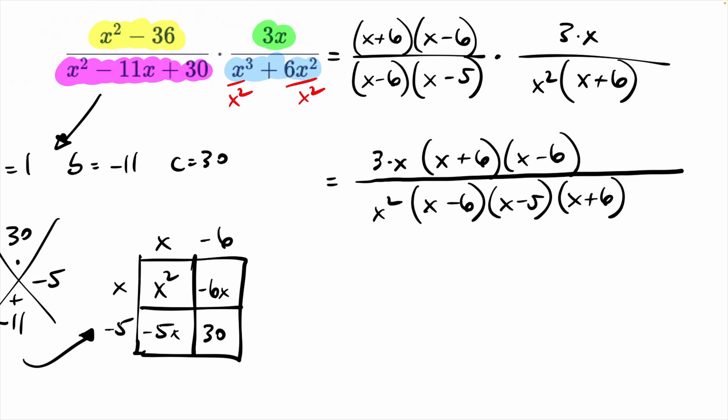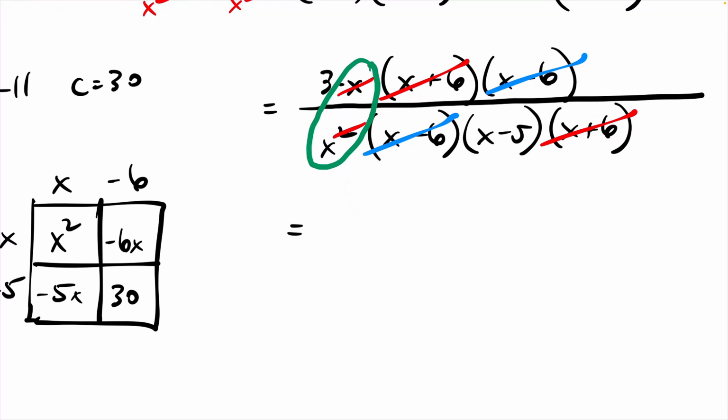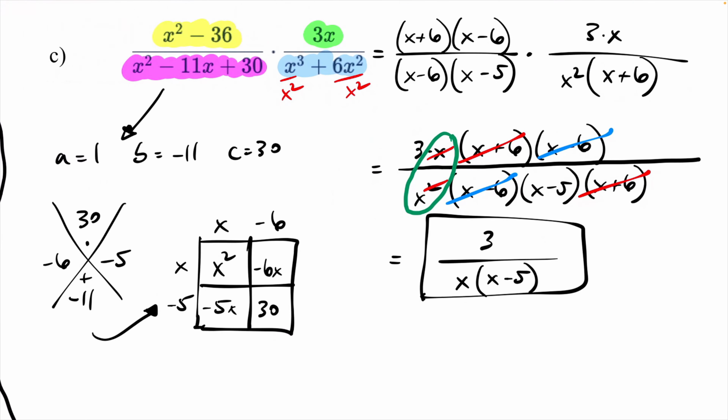Look for things to cancel out. X plus 6 and x plus 6. X minus 6 and x minus 6. And then the monomials here I can cancel out too. The GCFs were monomials, so I can cancel those out. So this guy's going to go away, this guy's going to lose a power. So on top I just have 3. On bottom I have x times x minus 5. And you're done.